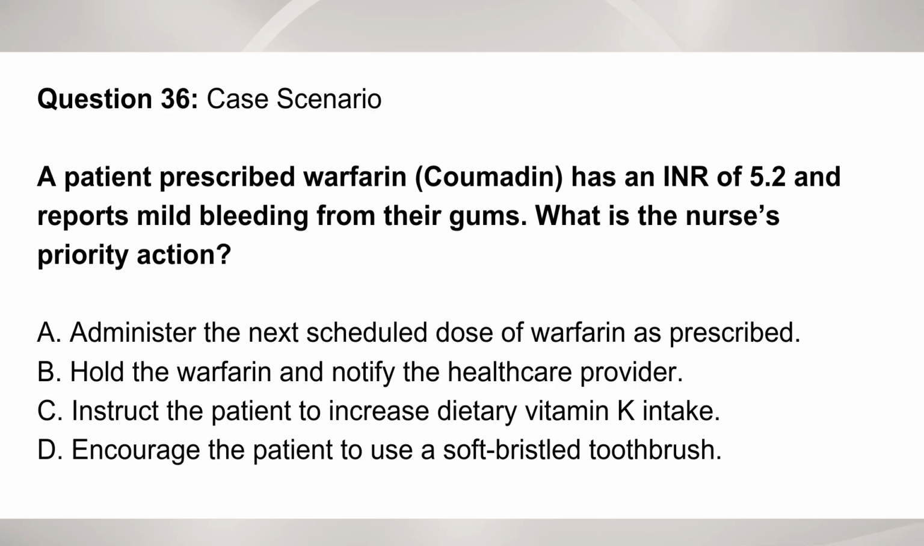Segment, Pharmacology Fundamentals. Question 36. Case scenario. A patient prescribed warfarin, Coumadin, has an INR of 5.2 and reports mild bleeding from their gums. What is the nurse's priority action? A. Administer the next scheduled dose of warfarin as prescribed. B. Hold the warfarin and notify the healthcare provider. C. Instruct the patient to increase dietary vitamin K intake. D. Encourage the patient to use a soft bristled toothbrush.